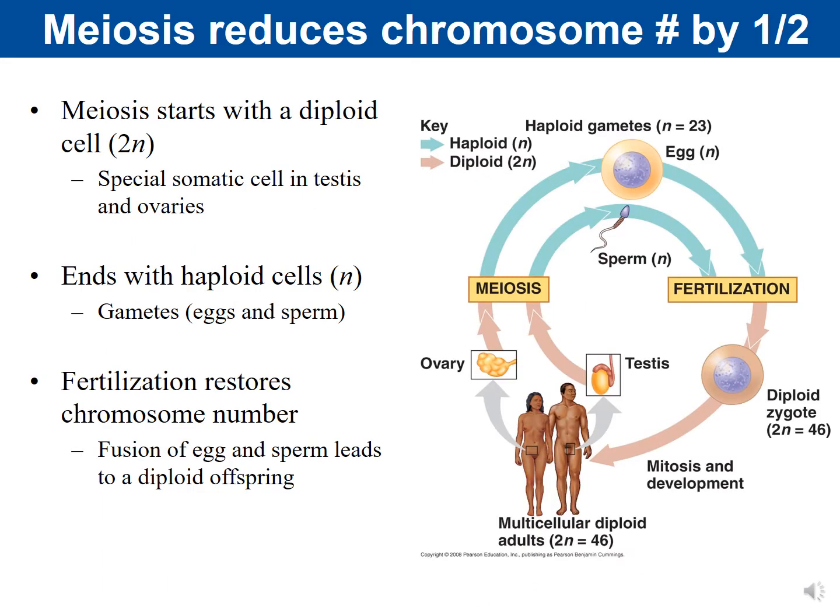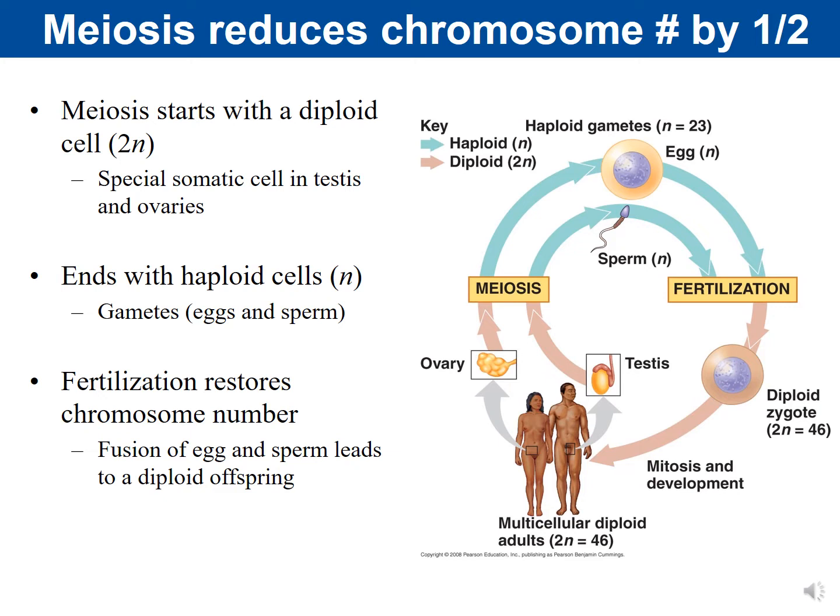So again, this is an overview of why the body needs to do meiosis. We start out with our multi-celled diploid adult. So all the cells in your body have 46 chromosomes. However, in your reproductive cells, so for females ovaries, males testes, specialized somatic cells in those tissues will undergo meiosis. So they will reduce the chromosome number in those cells from 46 down to 23.